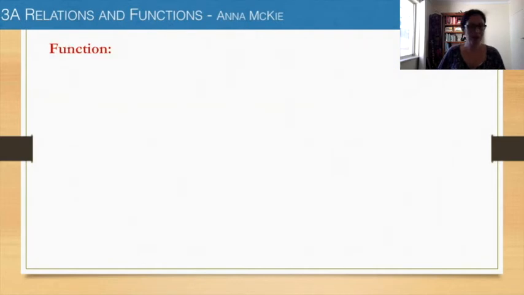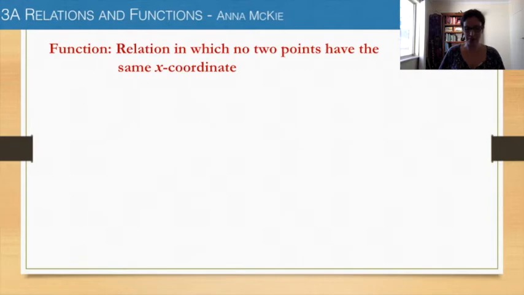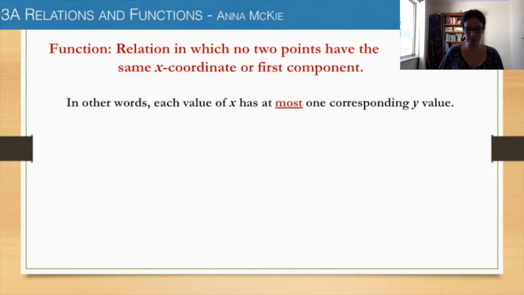So that was a relation. What defines a function? A function is a relation in which no 2 points have the same x coordinate, or first component, as it's sometimes called. In other words, each value of x has at most one corresponding y value. Not necessarily the flip side of that, you could have more than one x value for a y value. But the x has at most one y value.